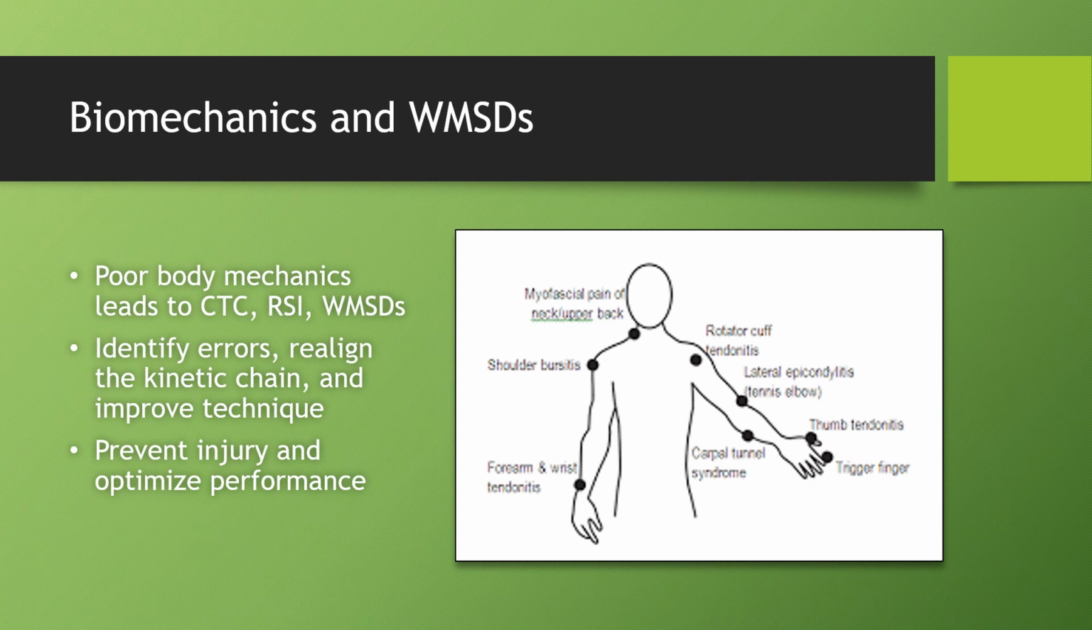You should now have a better understanding of how poor body mechanics can put individuals at risk of being subjected to the cumulative trauma cycle, which therefore increases the risk of repetitive stress injuries and work-related musculoskeletal disorders such as bursitis, tendinitis, carpal tunnel, trigger finger, and more. With this knowledge that has been gained, you should now be able to identify errors in biomechanics, aim to realign the checkpoints of the kinetic chain, and look to improve technique and positional habits. This will help to prevent injury and optimize performance overall.